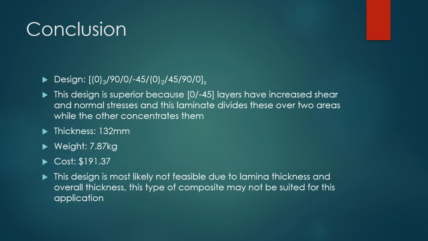So the design we picked is on your screen. It is 0, 3, 90, 0, negative 45, 0, 2, 45, 90, 0 symmetric laminate. This design is superior because the 0, negative 45 layers have increased shear and normal stresses, and this laminate divides these two over areas, while the other laminate would put them closer together and concentrate those stresses, which is not good. So moving forward with this design, our final thickness is 132 millimeters. The weight is 7.87 kilograms, and the cost would be $191.37.